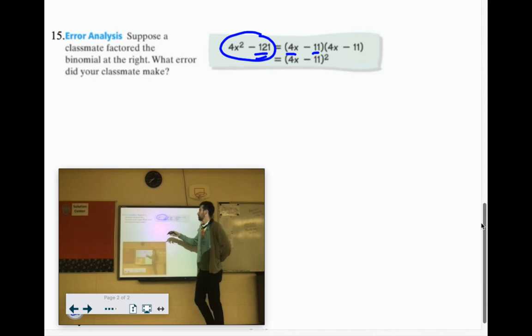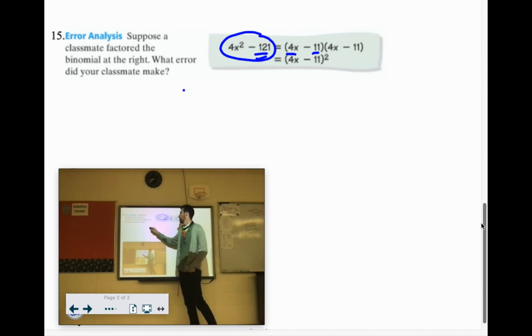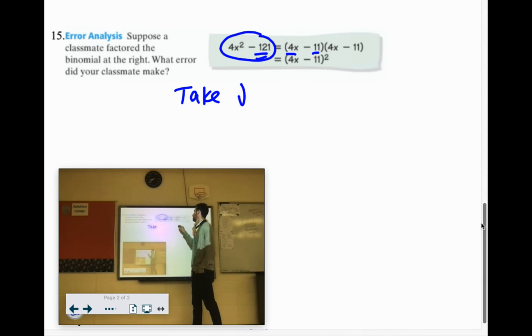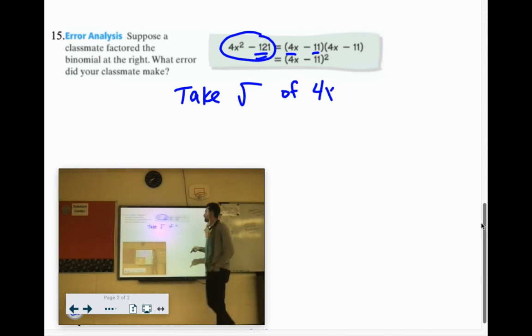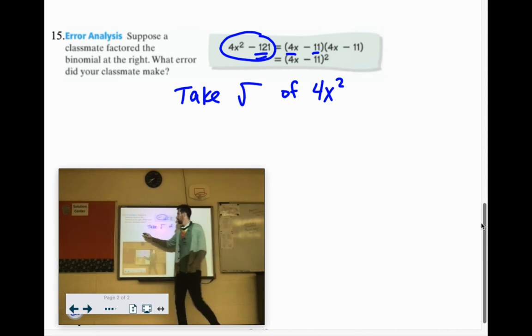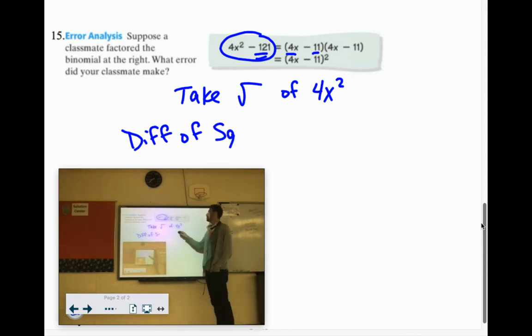They didn't take the square root of 4x squared. Take the square root of 4x squared, which we'll write in parentheses. We won't write it in parentheses, but it would be 2x. The other problem is this is a difference of squares. So it should properly factor to 2x plus 11 and 2x minus 11.